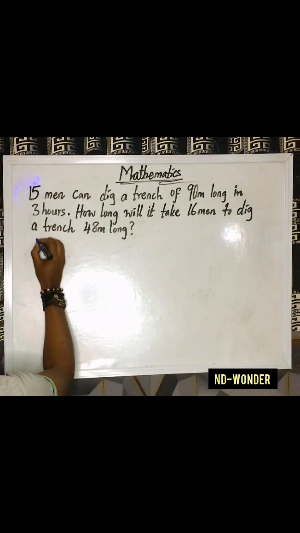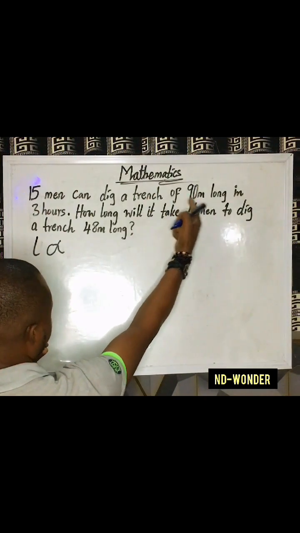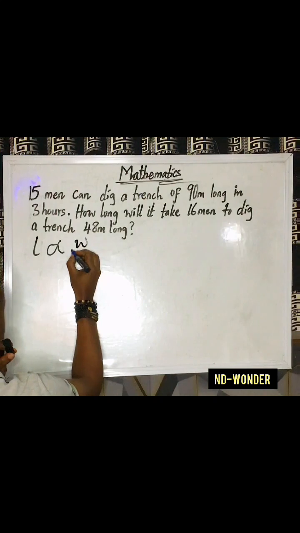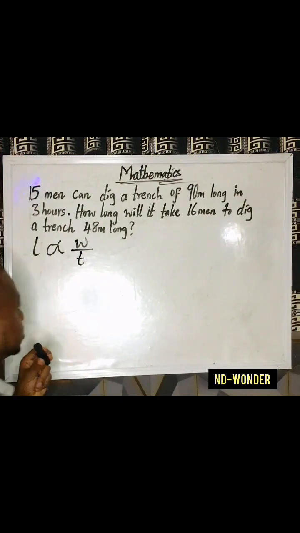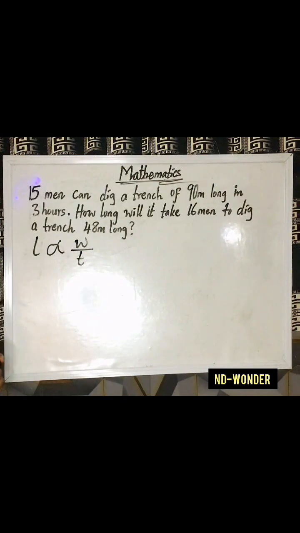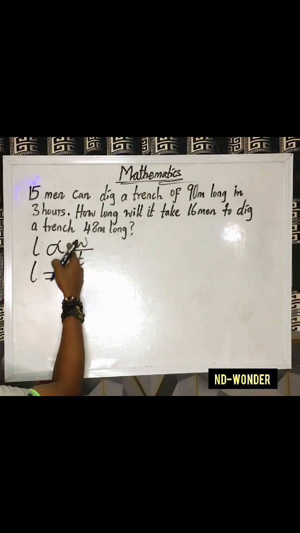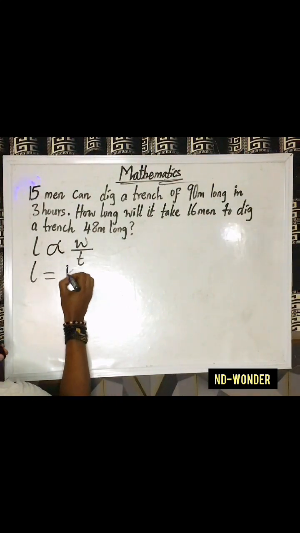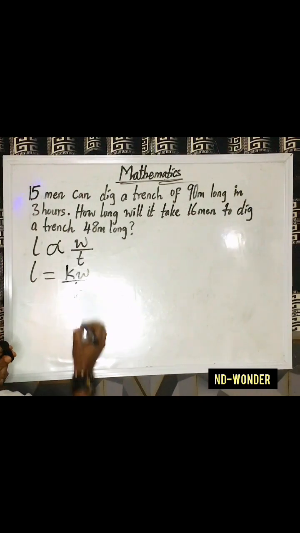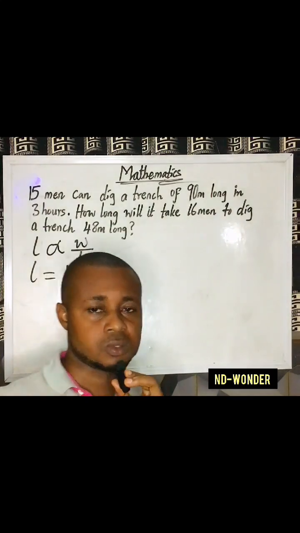So this is going to be L. Let's say this is the work W, then inversely proportional to time. That is what we need. So at this point, I can say L is equal to, then you bring in the constant of proportionality, which is K, W over T. That's been stated. What do I need to do? Then I will have to substitute.